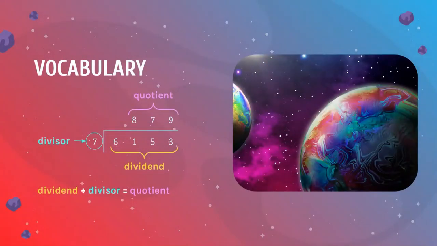Here's our vocabulary. The divisor is the number of groups. It's the number that will be doing the dividing. Our dividend is the number that's going to be divided into groups. So 6,153 will be divided by 57. And our quotient is the answer.